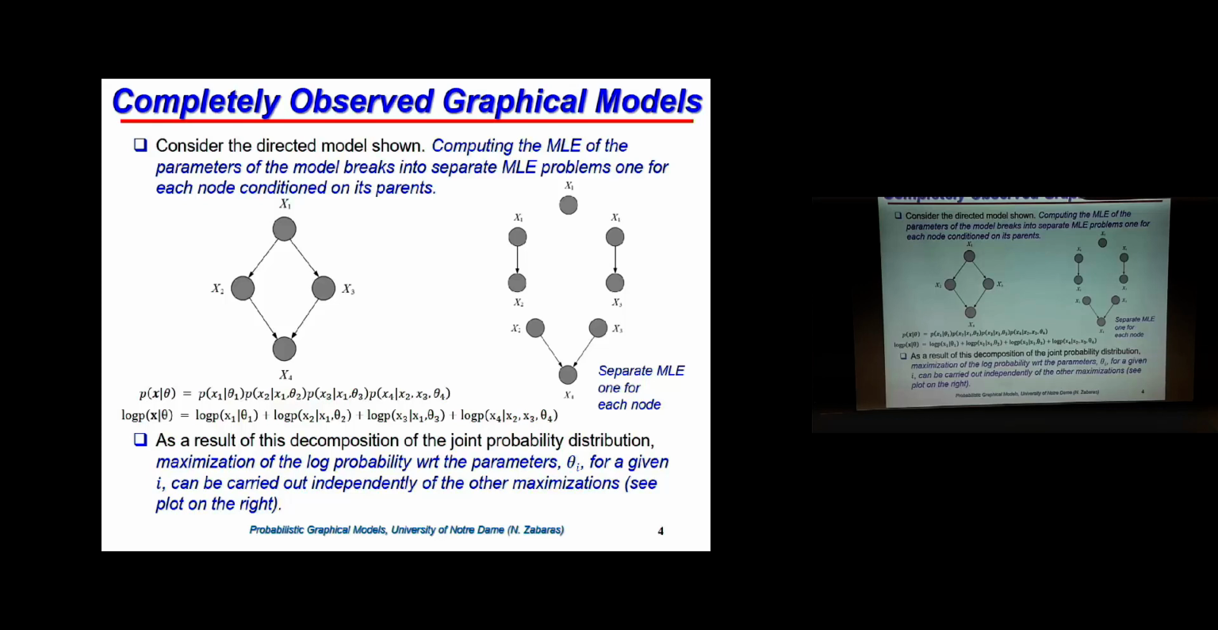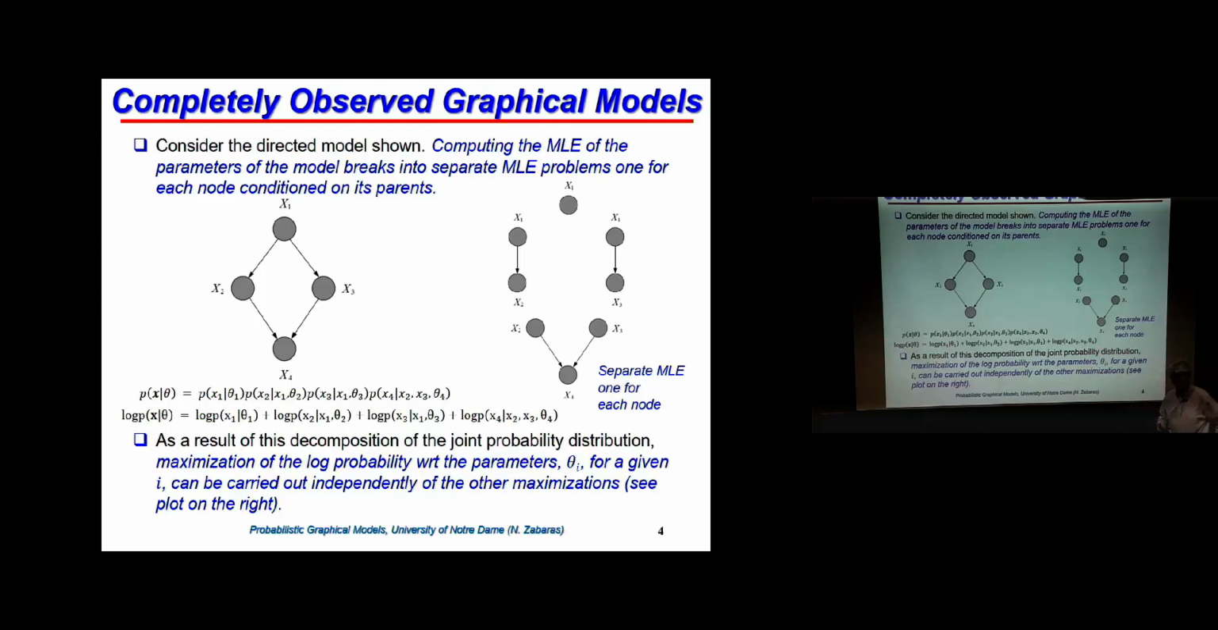So we consider a very simple directed graphical model, and you notice all the nodes are observed, right? And so if you try to write the joint probability distribution, of course you're going to have P of x1 given theta 1. So this has its own parameters theta 1, and then you have P of x2 given x1, its own parameters, and finally P of x4 given x2 and x3 with its own parameters. So when you write down the log likelihood, it looks like that.